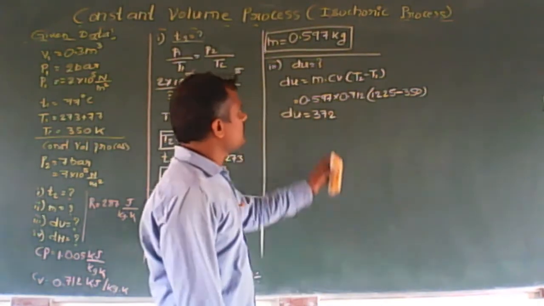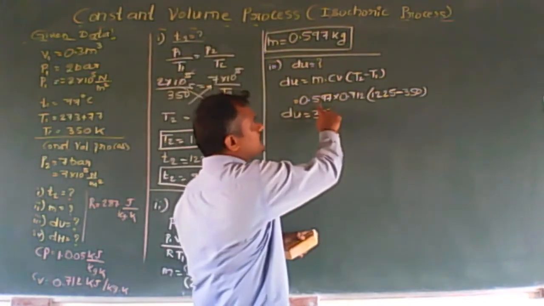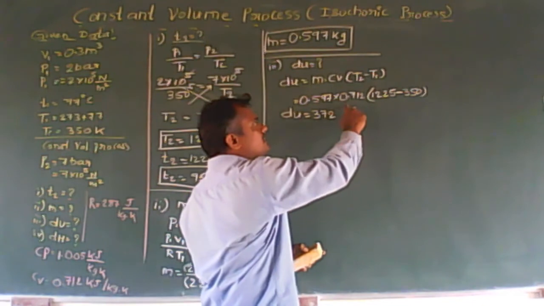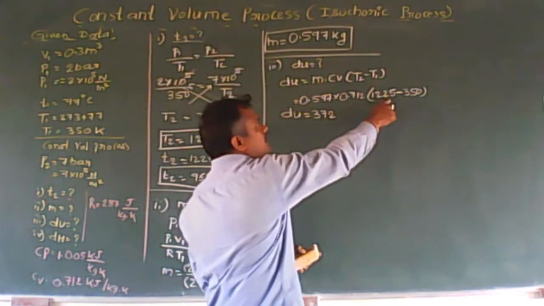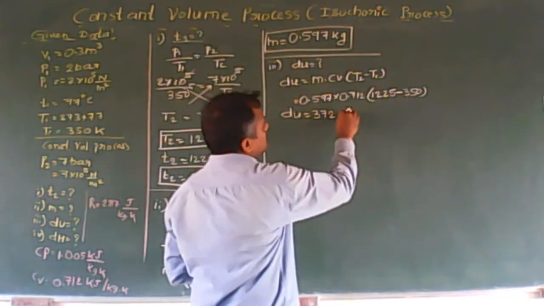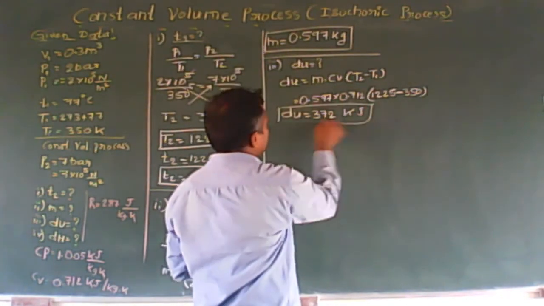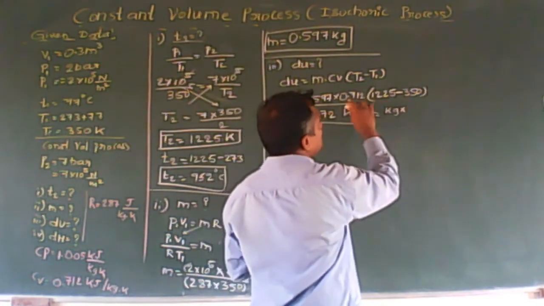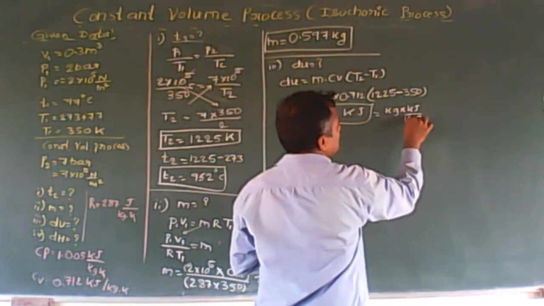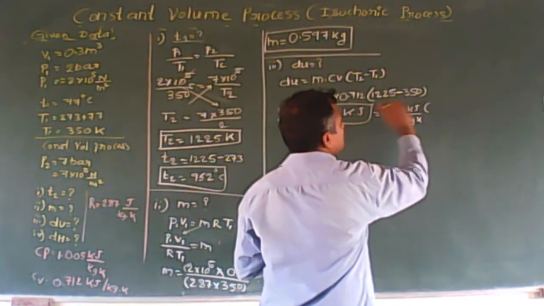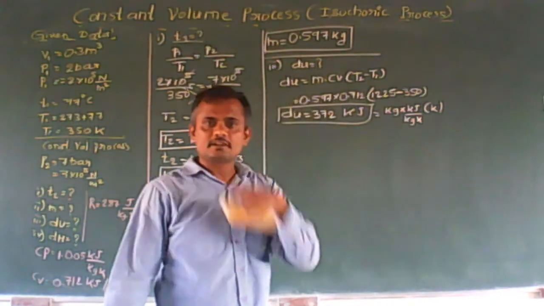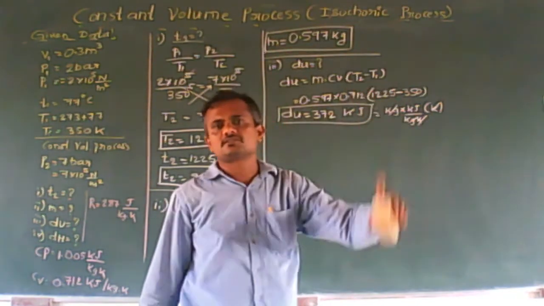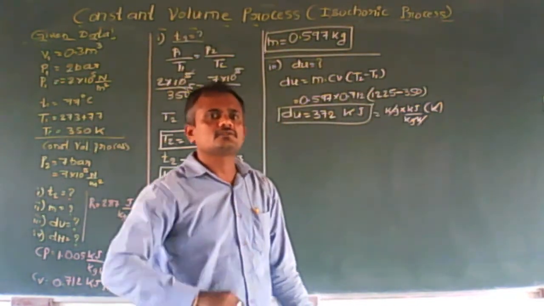So I can write it as 0.597 kg, multiplied by Cv unit, kilojoules per kg Kelvin, and the temperature difference, which is in Kelvin. On the bottom side, kg and Kelvin will get cancelled. What is remaining? Kilojoules of internal energy is remaining, and kilojoules is directly written.